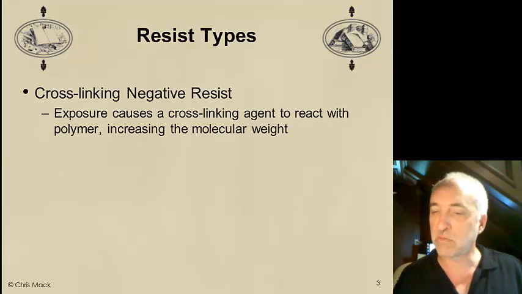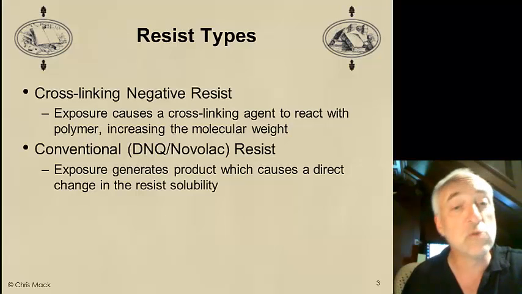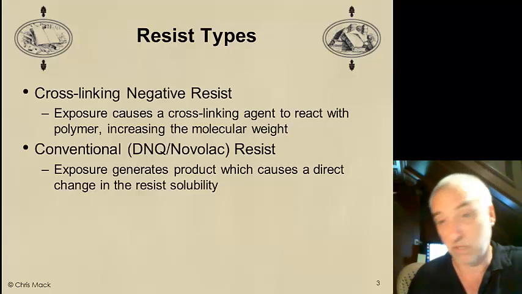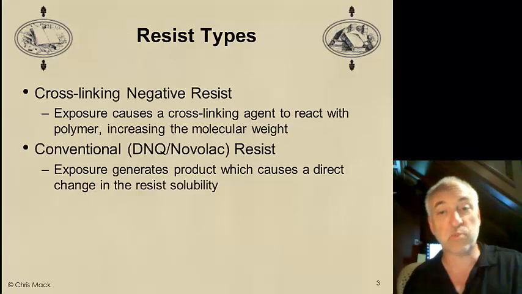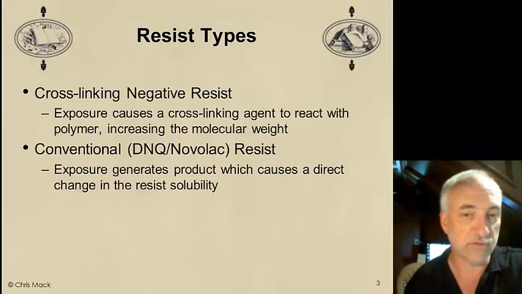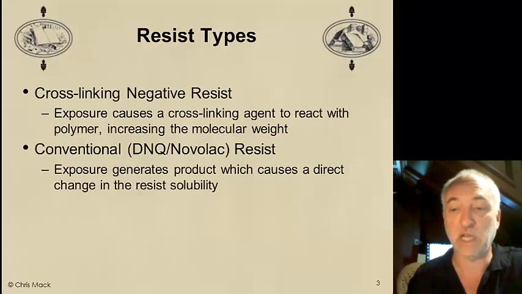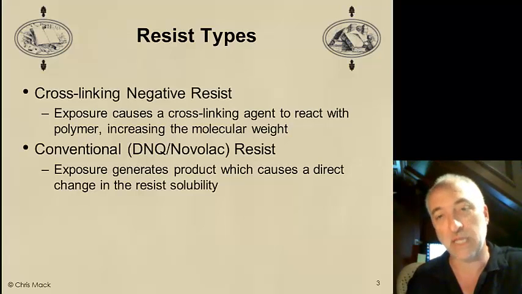We used these resists throughout the 60s, but by the 1970s it became obvious that a new class of material was much better. These are the DNQ Novolak resists. That's going to be the subject of most of our discussion today. Here, exposure generates a product and that product changes the solubility of the photoresist. So it's a solubility change, not a molecular weight change. That solubility change is caused by differences in chemistry rather than molecular weight.